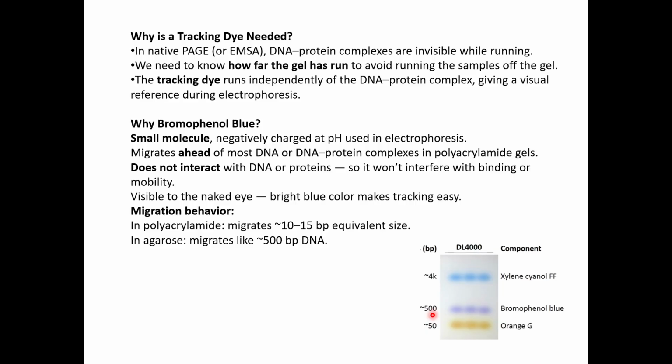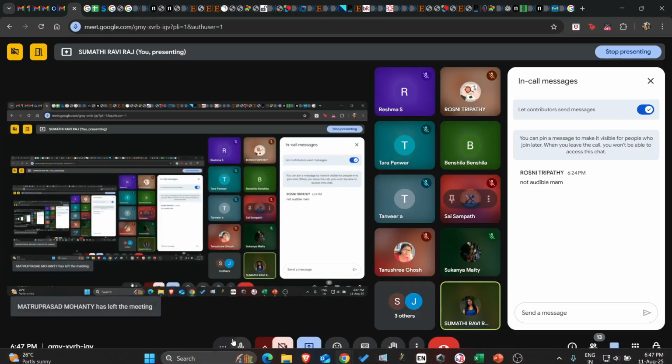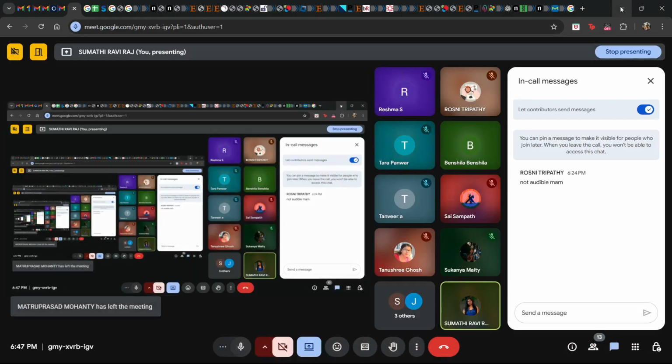So this was about bromophenol blue. So let me just check if everything's fine. Yeah, okay.